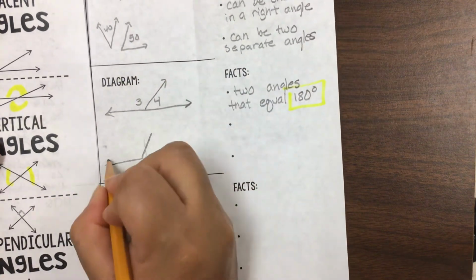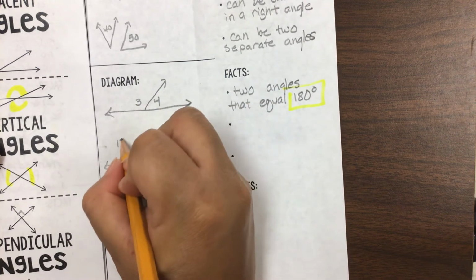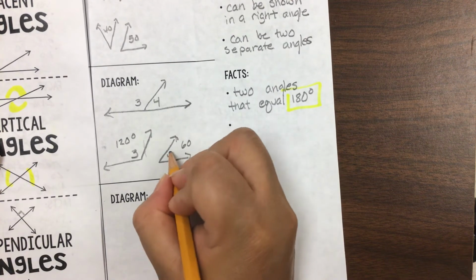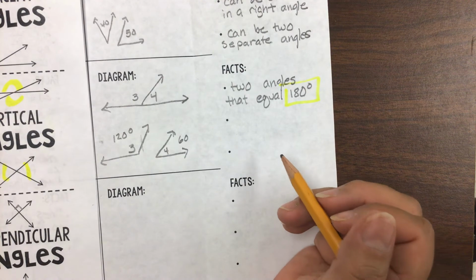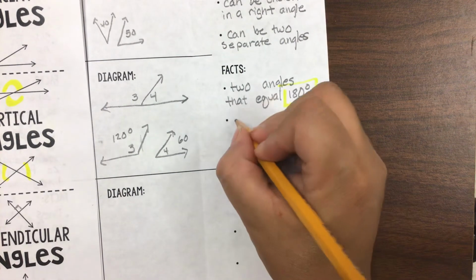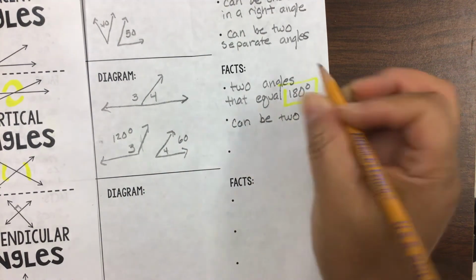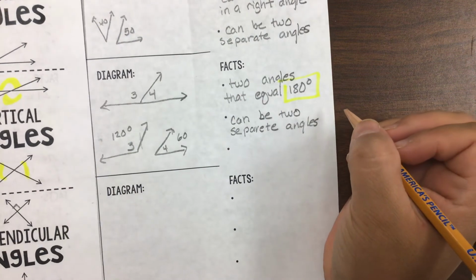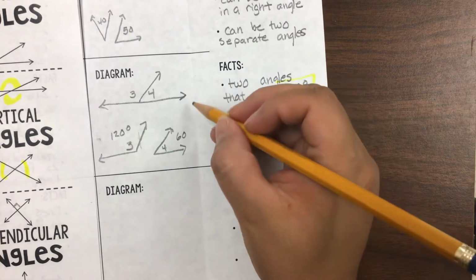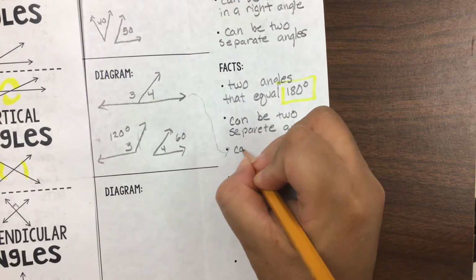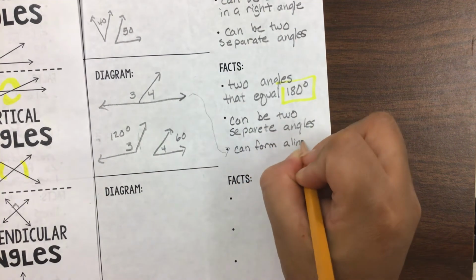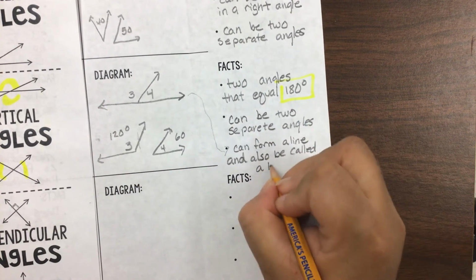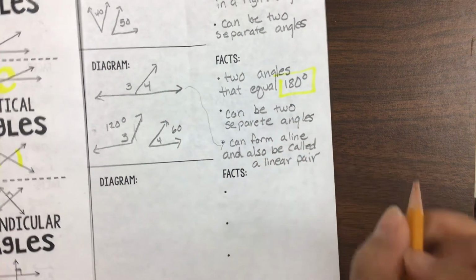I'm going to draw this one like this. I'm going to call this 3, and I'm going to say that this is 120 degrees, and then this one like this, and say 60 degrees, and call this angle 4. So together they equal 180 degrees, but they don't have to be together. So they can be two separate angles. On this case right here, remember that they can form a line, and also be called a linear pair. So what is a linear pair?